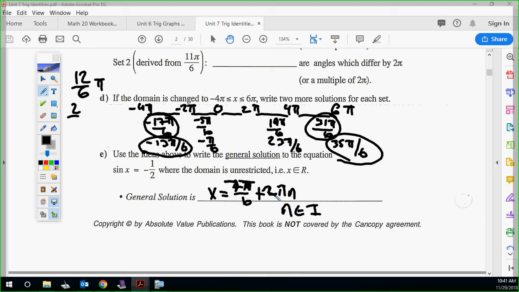The other solution for that same question, because we had 2 sets, is 11 pi over 6 plus 2 pi n, also n an integer. So those are the same. Again, that's how you write general. You write general and there's no limits. So if you don't have a domain restriction, then you have to write it in general because the sine and cosine curves are continuous. They keep going.